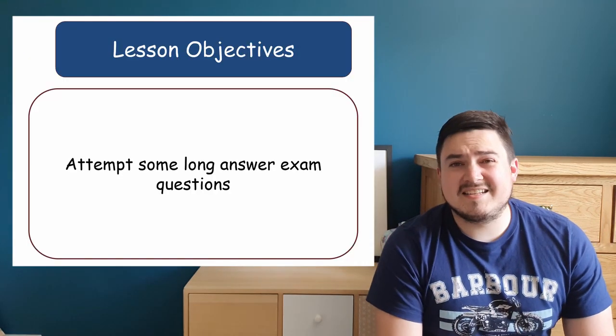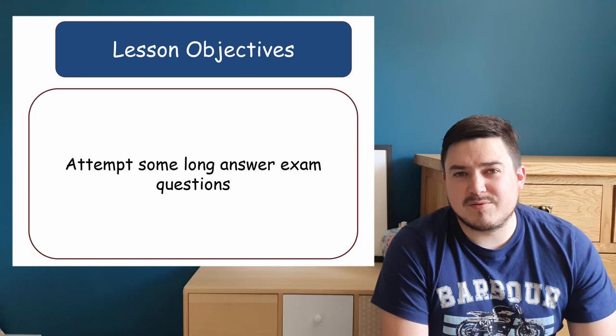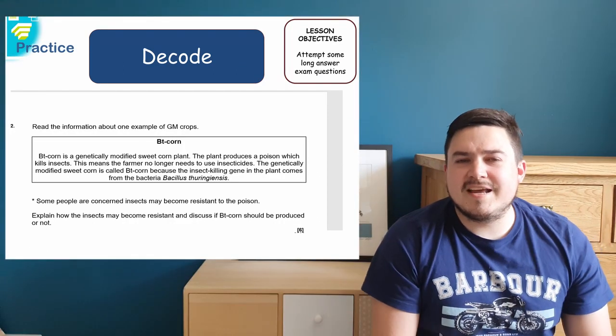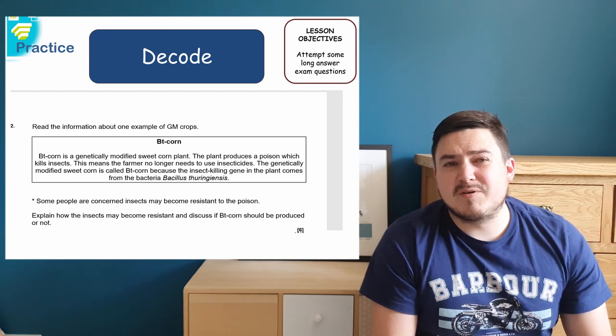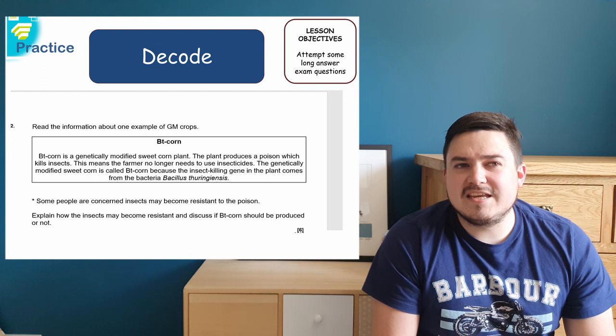Because the only thing we're looking at today is 6-mark questions, we've really got one objective. It shouldn't take us long to read through it then, just looking at some long answer exam questions that you might come across. This question links to genetic modification, specifically genetically modified plants. In this case, we're looking at something called BT corn.